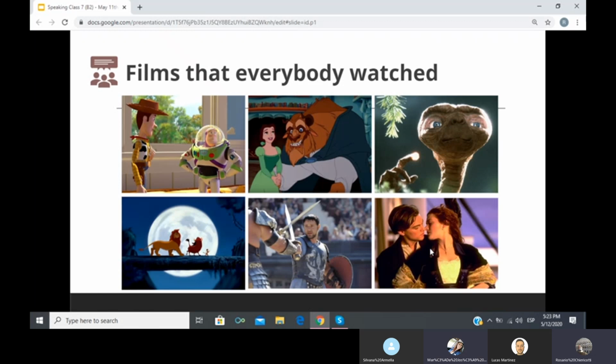Maybe my favorite scene was when they danced in the ship. You mean in the third class? Yes, in the first class. When they danced in the third class. Very good. Excellent. What about you guys?